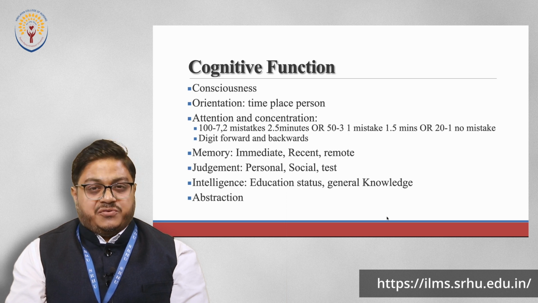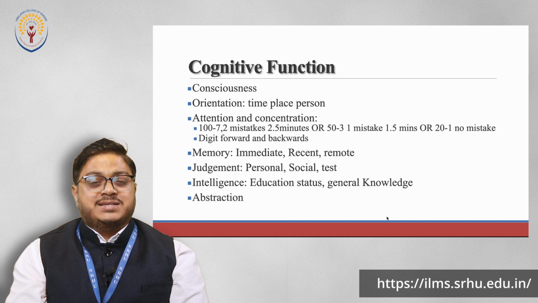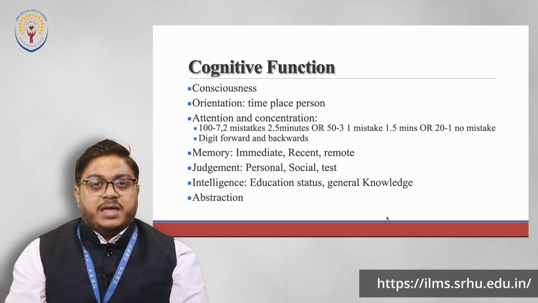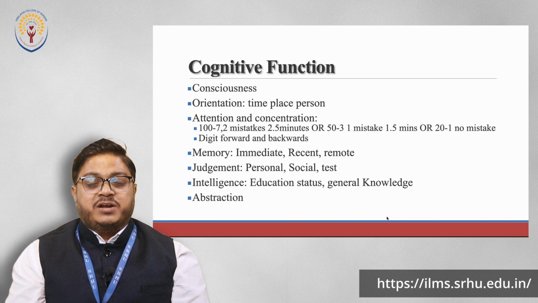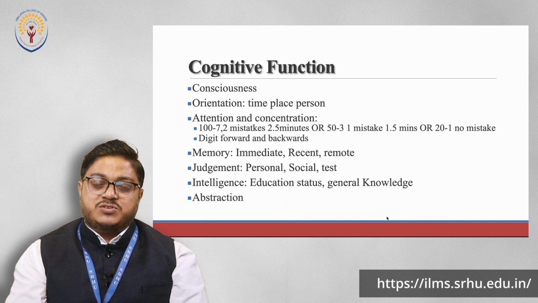Then we came to the heart of the MSE, that is the thought, and we have seen in detail how thought content is assessed. We assess various types of delusion in thought content. Then we saw thought stream and thought form, and then the next component was mood and affect, how they are related to each other and how we are going to write about it. And then we saw perception, and perceptual disturbances, in which we saw hallucination and illusion and various types of them.